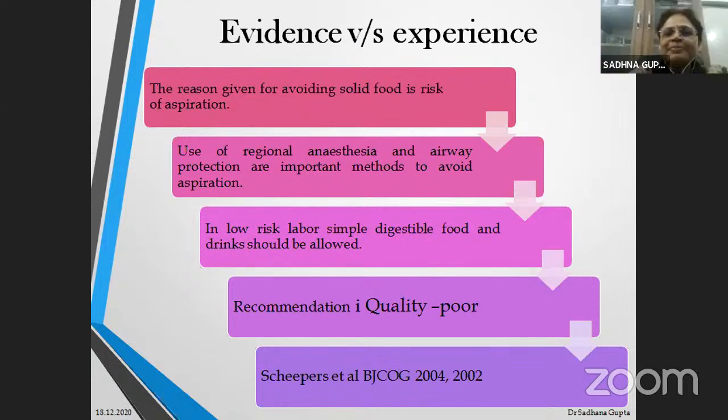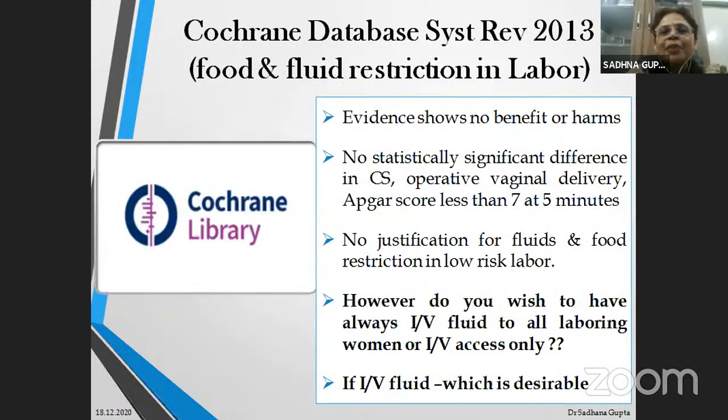So thank you very much, because it is important that the woman must have the energy to go through the labor, but she should not vomit during the time of delivery. And sometimes, as you say, if there is any issue, though with regional anesthesia the aspiration issue has been solved and there is good airway protection, still we have to be with very, very simple food. So this is another thing.